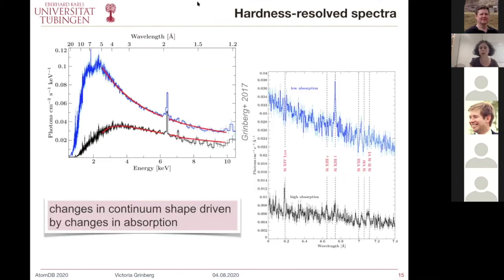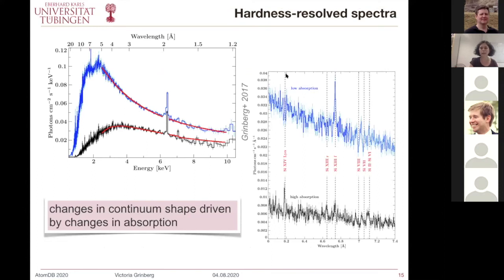We can look at the spectra overall. We do see a difference in flux because this low absorption region also contained a few flares, but we actually can describe them with the same slope, with a power law. So the changes that we see up here are really mostly changes in absorption.